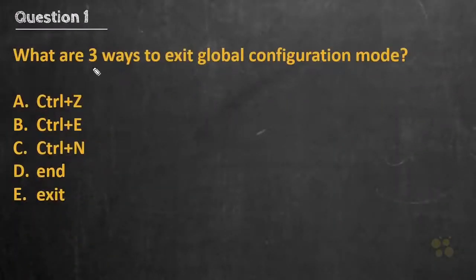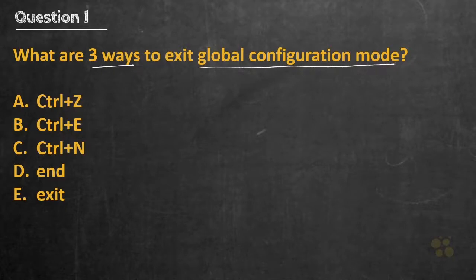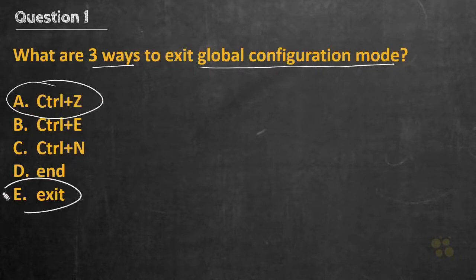What are 3 ways to exit if we're in global configuration mode at the CLI on a Cisco router? And the answers are Control-Z will do it, the word exit will do it, and the word end will do it. They'll all take us out of global configuration mode.